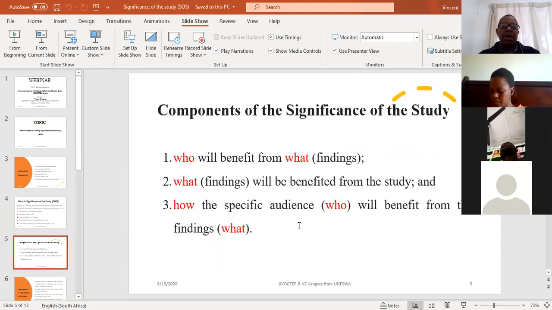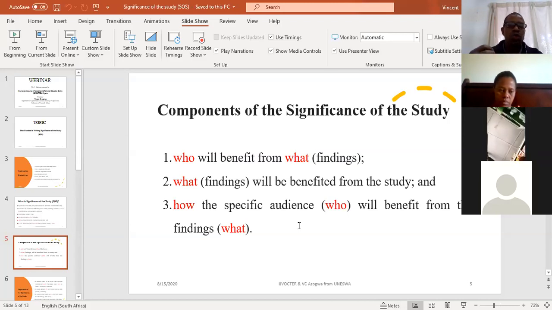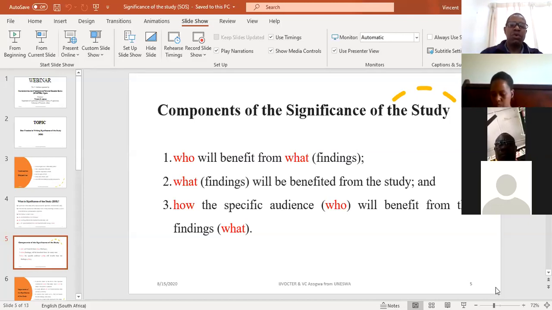Now, we look at the components. When you are writing a significance of the study, what you just need to do is to sit down and think. You don't need to copy significance of your study from anybody or from anywhere. Think: this study I'm carrying out, at the end of the study, the findings, who will use it, who will benefit from it. You pen them down, write them out. Then you think, what will they benefit from? If you say these are the people that are going to benefit, you ask yourself, what will they benefit from? That is the findings that you are going to get from this study.